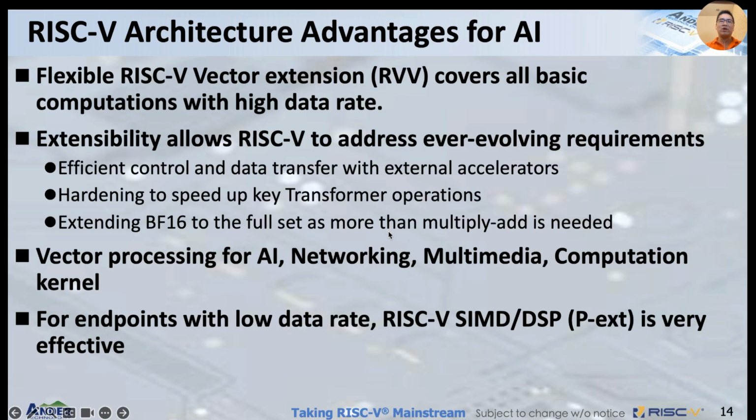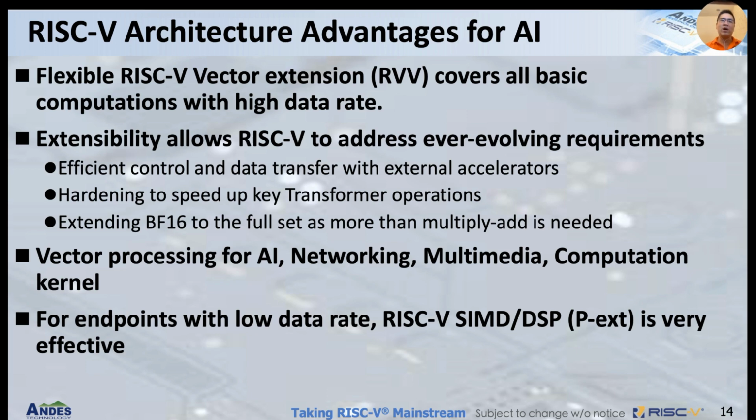Let's switch gears to talk about how Andes leverages the RISC-V architecture to provide solutions for AI. RISC-V provides a powerful extension, the vector extension RVV, that can support many basic high data rate AI computations. RISC-V also allows extensibility to address the ever-evolving requirements of AI workloads and algorithms. These requirements include having efficient control or data transfer between the processor and the external accelerators.